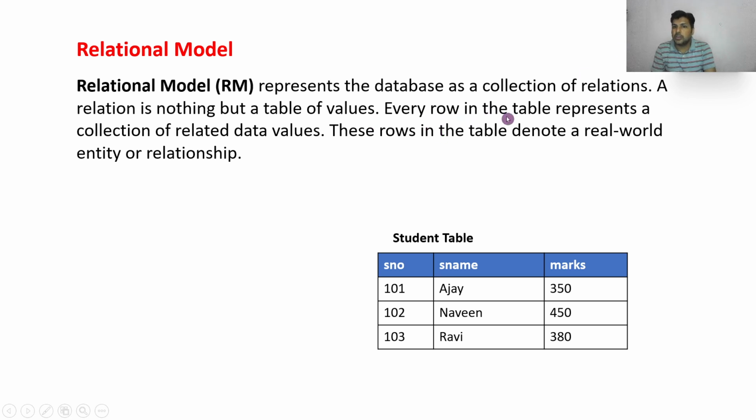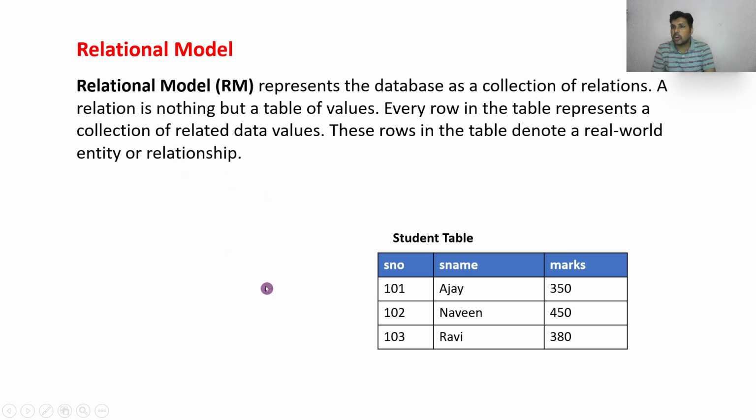Every row in a table represents a collection of related data values. We can also say a row, a tuple, or a record, which contains data values. These rows in a table denote a real-world entity or relationship. So overall, the relational model means data represented in the form of tables. Table and relation are both the same. We use the terminology relation in the RDBMS.